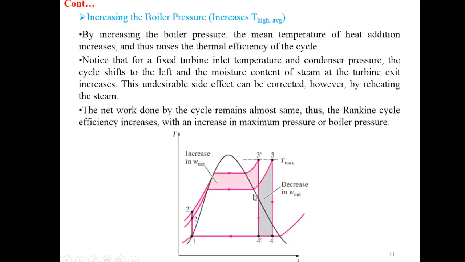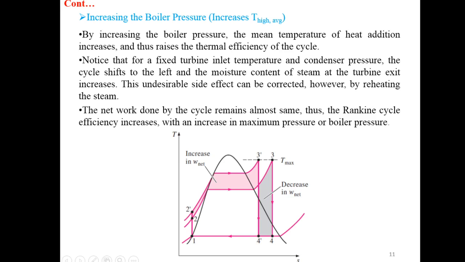So you can see this 1, 2, 3, 4 is without increasing the boiler pressure, and this 1, 2 dash, 3 dash and 4 dash is with increase in the boiler pressure. Notice that for a fixed turbine inlet temperature, that is we have taken this 3 and 3 dash on the same level, T3 equal to T3 dash, and the same condenser pressure. This line is same. Only there is a variation in the boiler pressure.